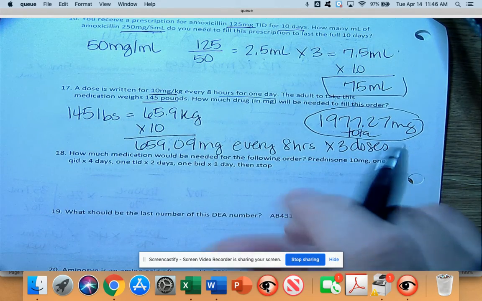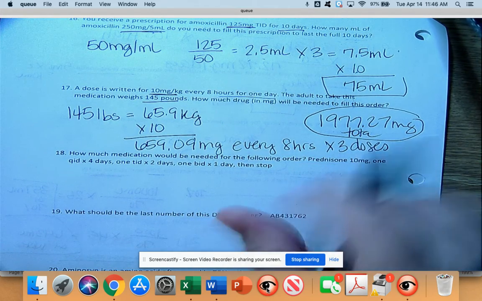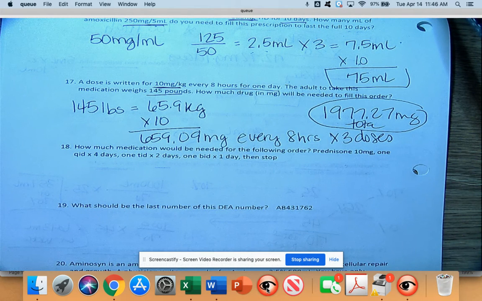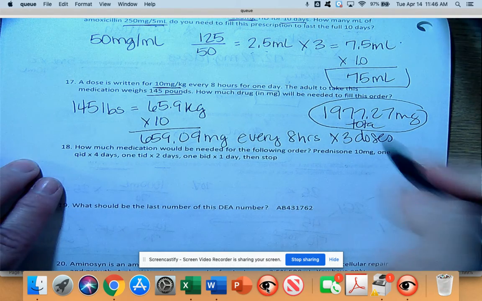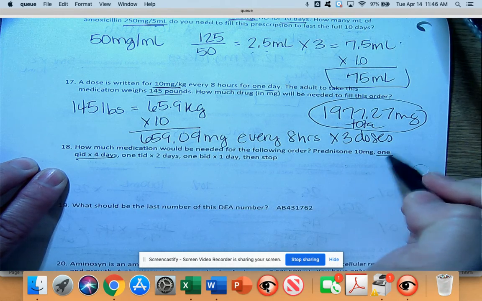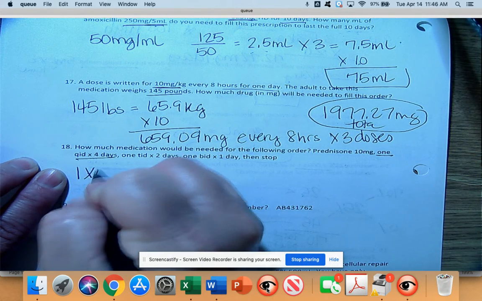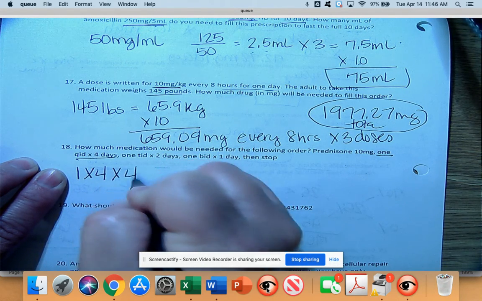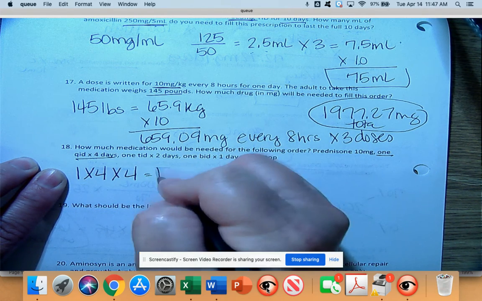18, how much medication would be needed for the following order? Prednisone, 10 milligrams. 1 4 times a day for 4 days. 1 3 times a day for 2 days. 1 twice a day for 1 day, and then stop. Okay, so I just have to kind of break these up. Okay, we're going to take, let's say the first set of directions. We're going to take 1 pill 4 times a day for 4 days. Well, 1 times 4 is 4 times 4 is 16.